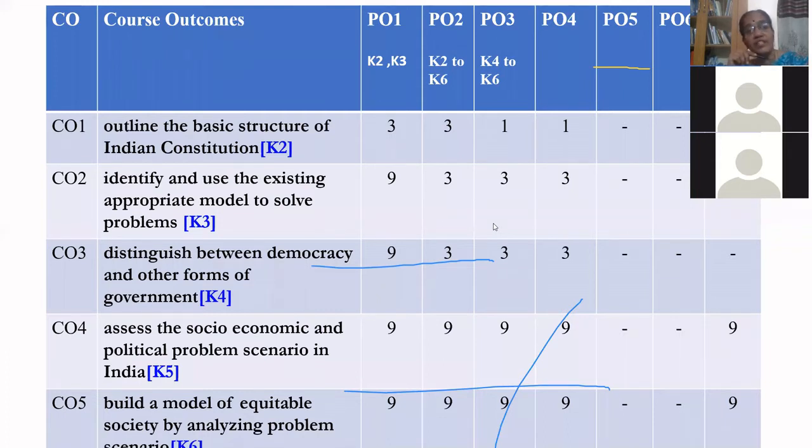So that is why I'm saying the course outcomes that we write depend on the particular scenario, the particular course teacher, as well as the particular batch of students. For a particular batch of students, in order to get the improvement, you can design the course outcomes.